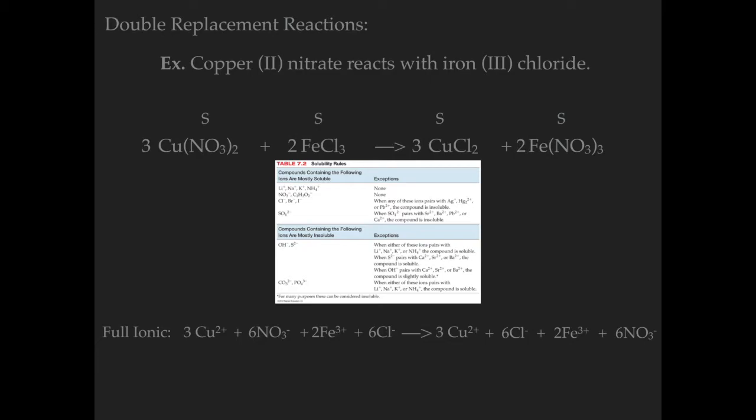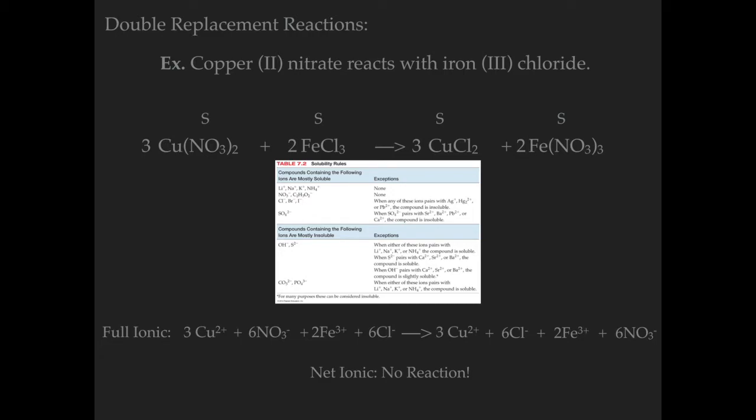Notice everything broke apart. And so, to find my net ionic equation, anything that's the same on my reactant and my product side, I'm going to cancel out. And so what you should notice is everything cancels out, which means that there is no reaction. The net ionic equation, there's nothing. No reaction actually occurs. Nothing's going to form.